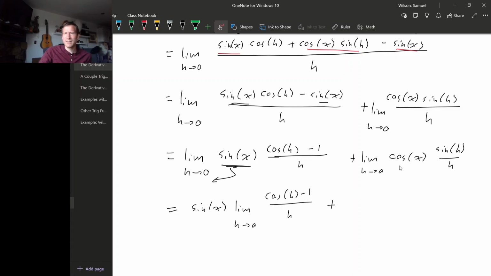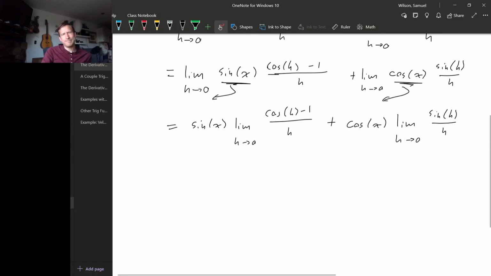plus, and then same thing for cosine x here. We can move that outside the limit. Cosine of x times the limit as h goes to 0 of sine of h over h. All right, so we've reduced the problem of finding the derivative of sine of x to just finding these two limits.